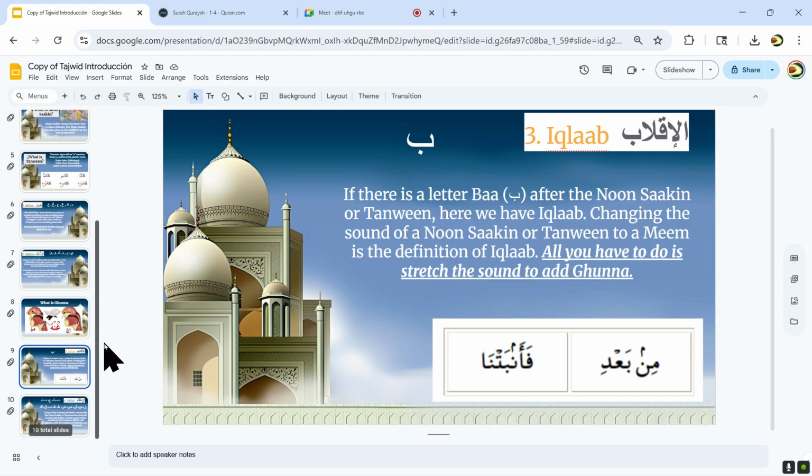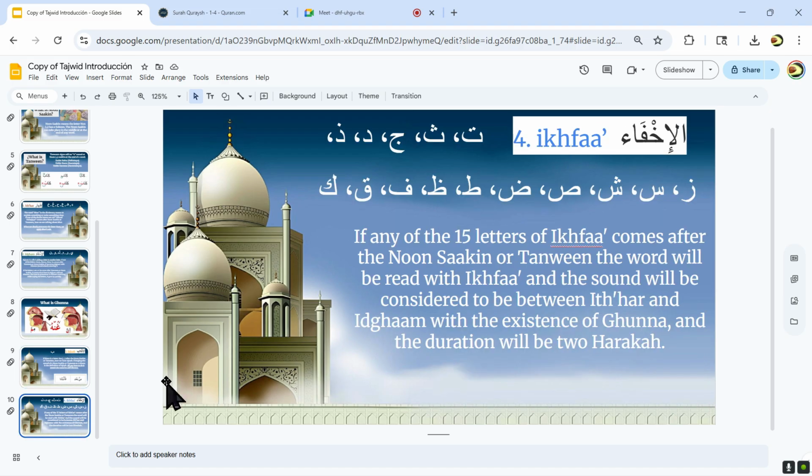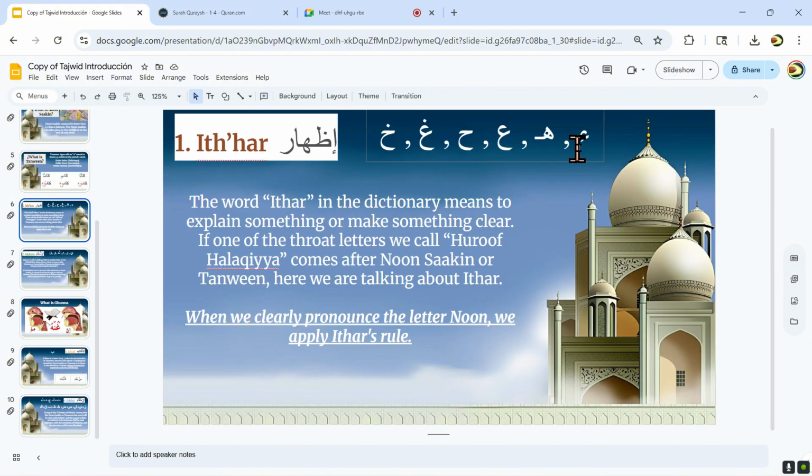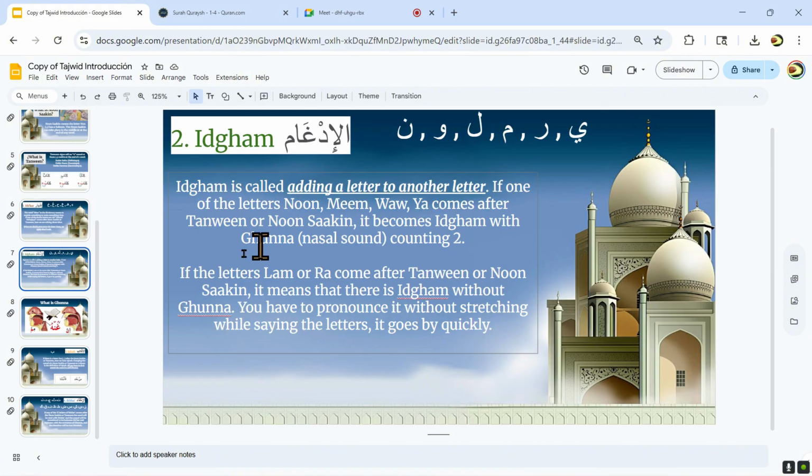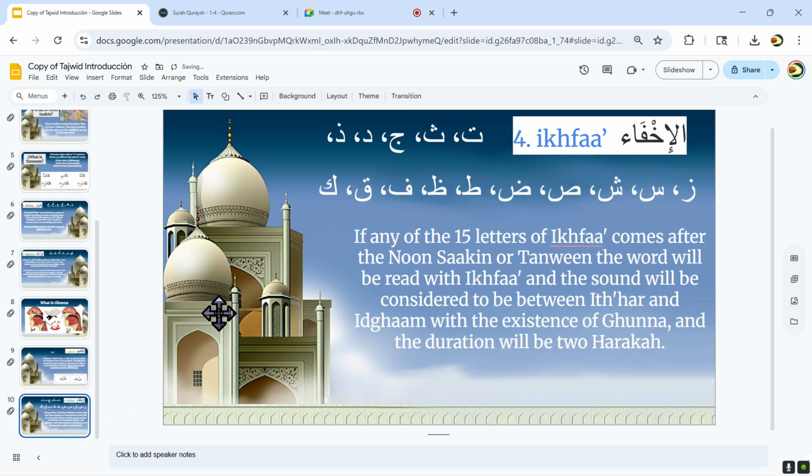You guys ready for the 4th rule? It's the last rule. Okay, the next one is called Ikhfaa. Ikhfaa is 15 letters, but don't get scared of them because if you go through the alphabet, these 6 letters and these 6 letters and the ba, this is the rest of the alphabet. So you don't necessarily have to memorize these letters. As long as you memorize the other ones, then you're like, oh, these are the ones that are rest, basically. The rest of the letters are Ikhfaa. Does that make sense? Yeah.